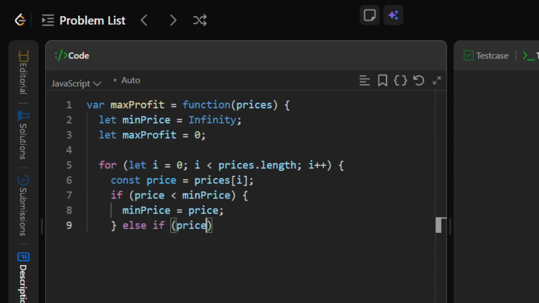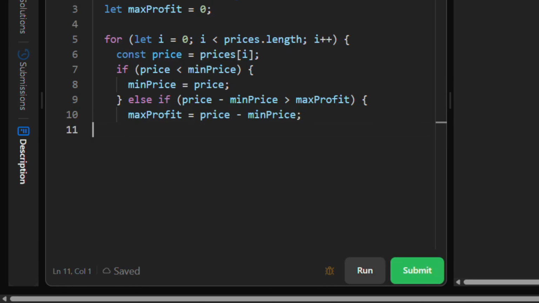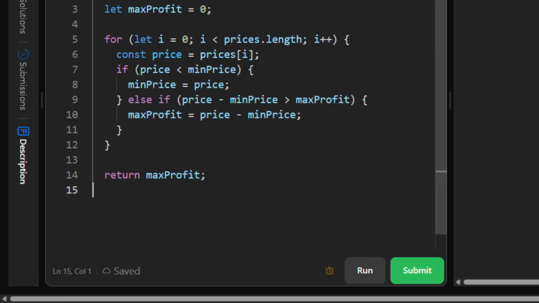Otherwise, we check if selling today would beat our best profit so far. We calculate today's profit as price minus minPrice. If that profit is bigger than maxProfit, we update maxProfit to this new larger value. Once we finish the loop, we return maxProfit as the best possible profit. Time complexity is O(n) because we scan the array once. Space complexity is O(1) because we only use a few variables.